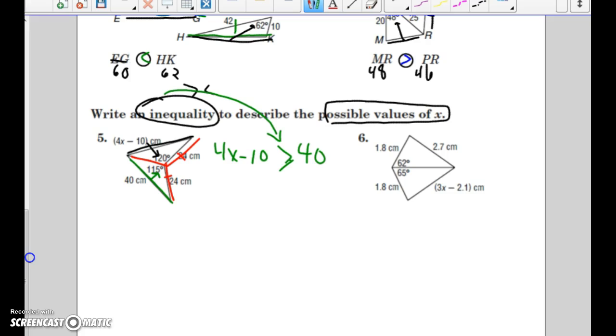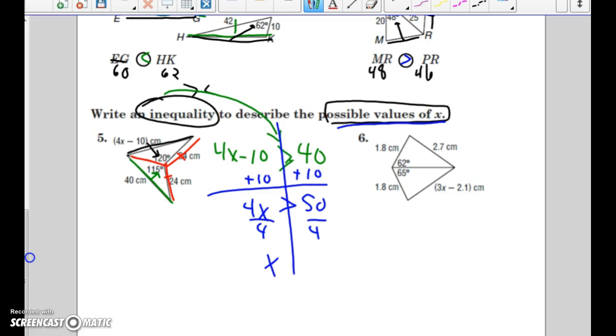Now, it wants me to find the possible values of x. How could I solve that? Move the 10. I need to add 10 to both sides. So now 4x is greater than 50. Now what? Divide by 4. Good. So that means that x is greater than 12.5. If I plug x back in here and I said 4 times 12.5 minus 10, it's going to equal 40. Do I really want it to be 40? No, it has to be greater. It has to be greater than 12.5.